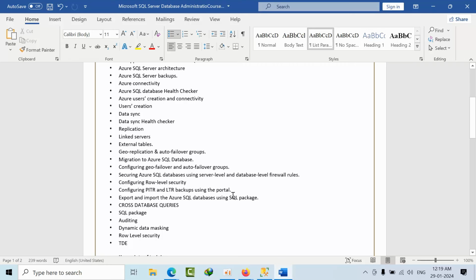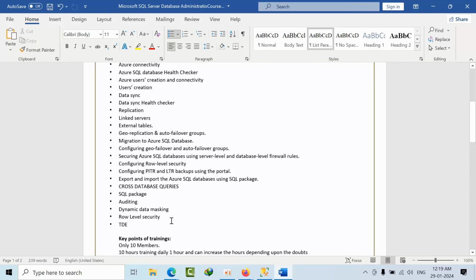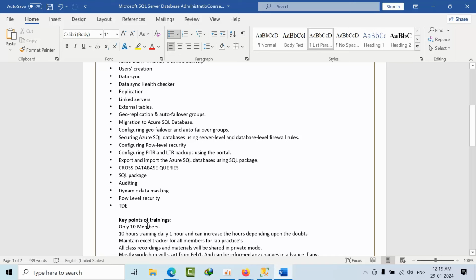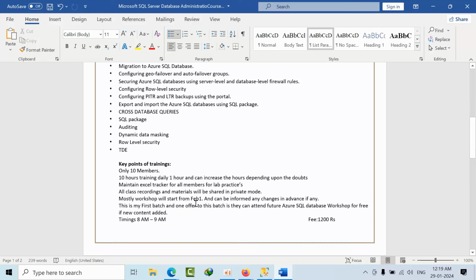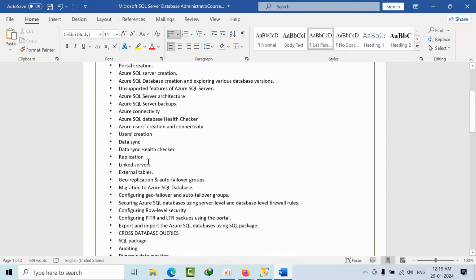and auto failover groups, migration to Azure SQL Database from on-prem to Azure, configuring row-level security, point-in-time restore, long-term retention (LTR) backups using the portal, cross-database queries, SQL Package, auditing and dynamic data masking, row-level security, TDE. These are the topics that we are going to discuss daily.